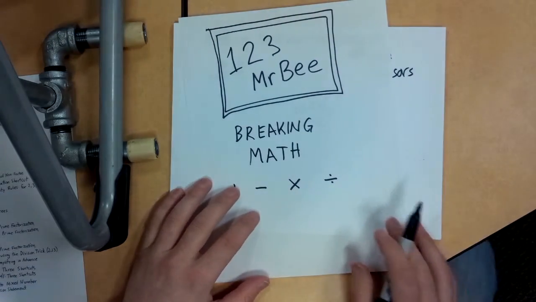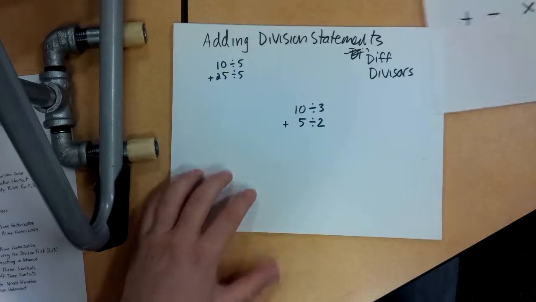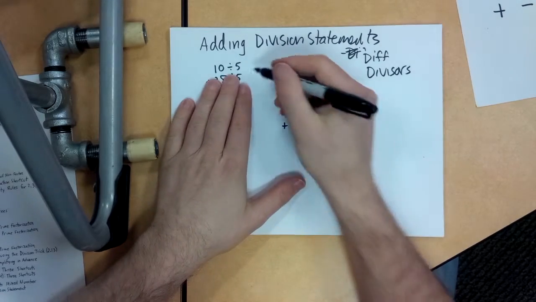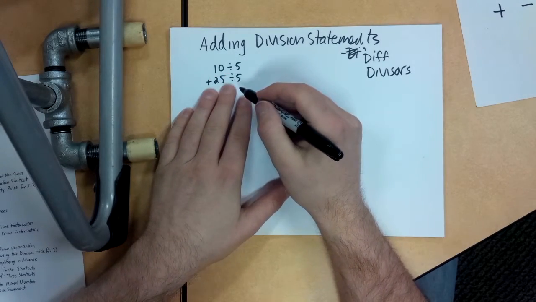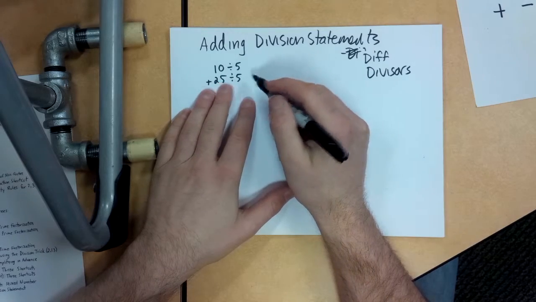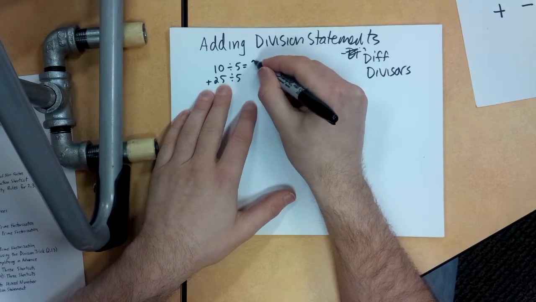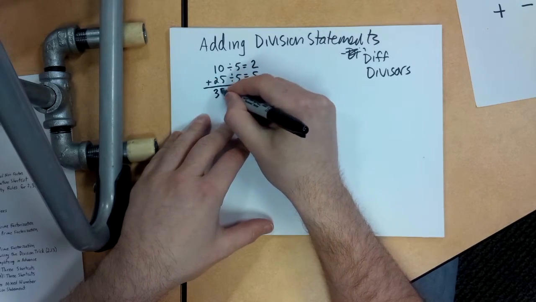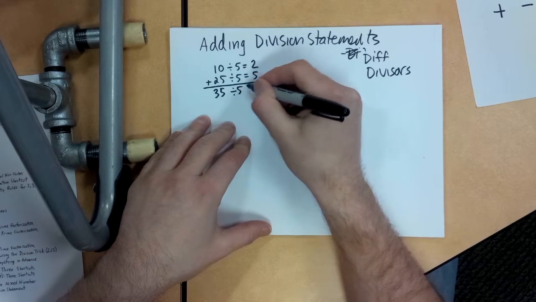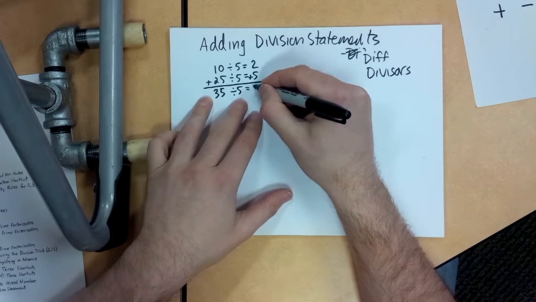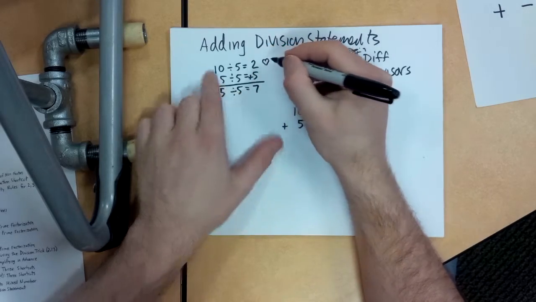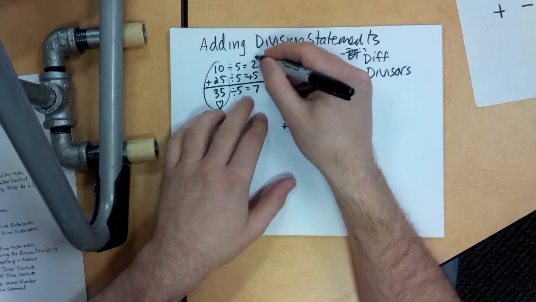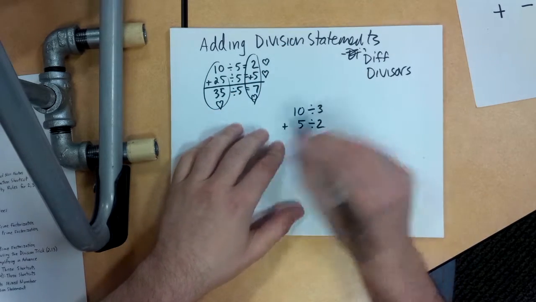We are back to our breaking math system here, and we are going to be looking at adding division statements with different divisors, okay? Now, first of all, as you saw in the previous videos, we could say 10 divided by 5 is 2, 25 divided by 5 is 5, so it follows then that 35, if I add those up, divided by 5 equals whatever the adding of that is.